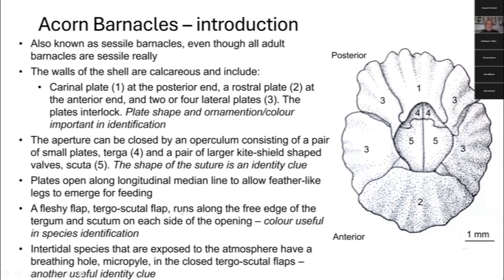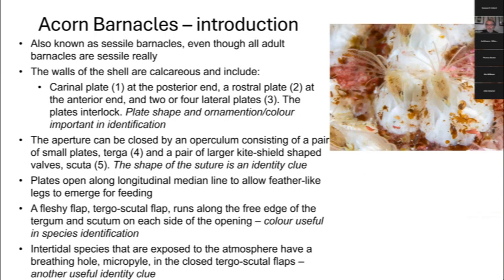Along with that, there's also a fleshy flap, the tergoscutal flap, which runs along the free edge of the tergum and scutum on each side of the opening. The color of that is also useful in species identification, because surprisingly enough, it's actually quite easy to see if you can get the barnacle to open or half open.